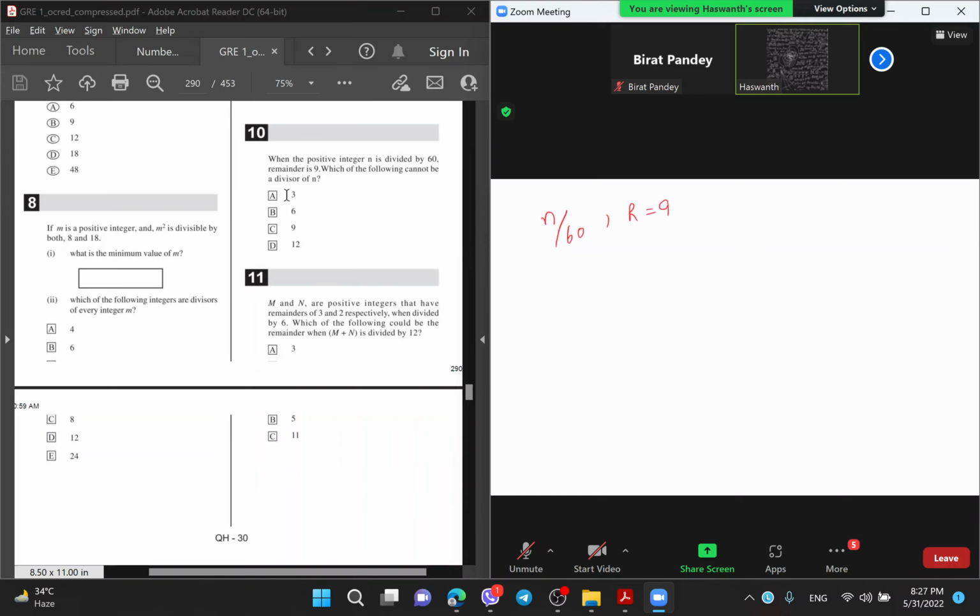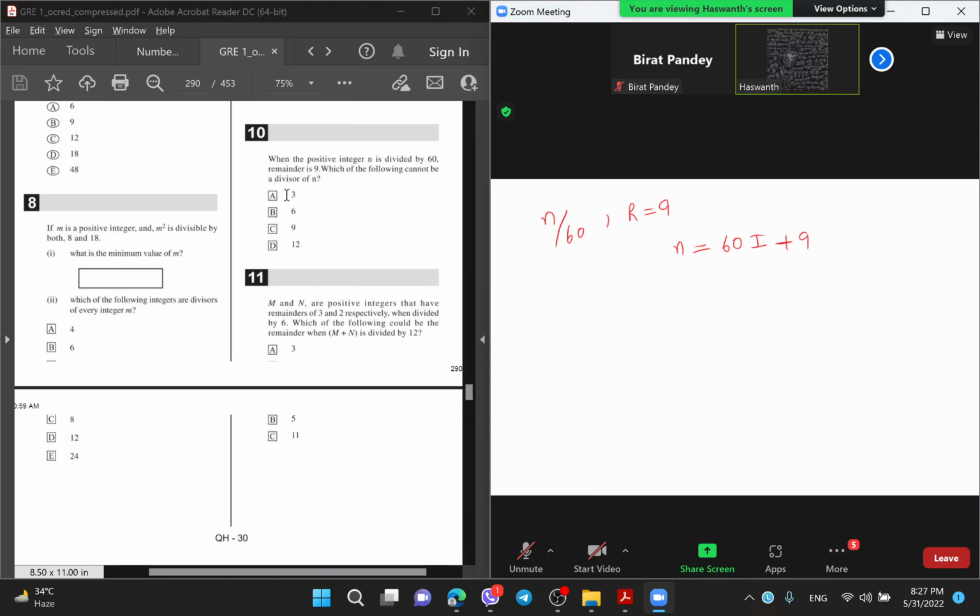So take it in the form of dividend is equal to divisor into quotient plus remainder. Let's see how the values of n will be there. Like the ones which leave a remainder 9 when divided by 60, n will be of the form 60 into some integer plus 9.